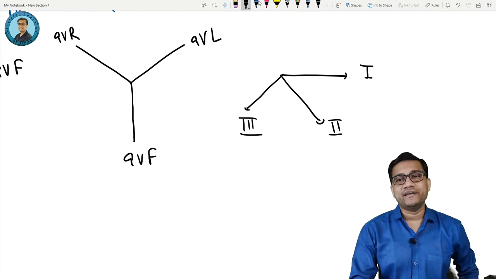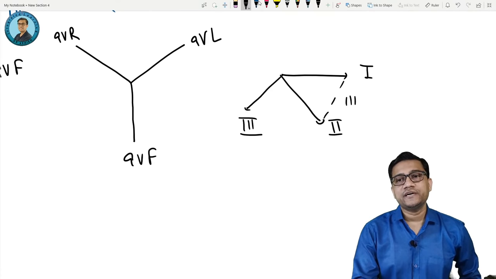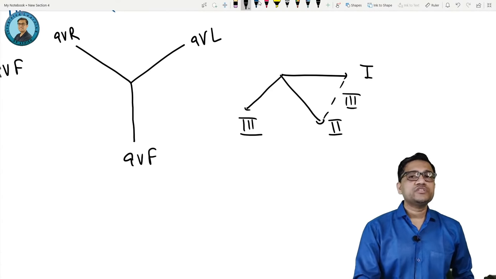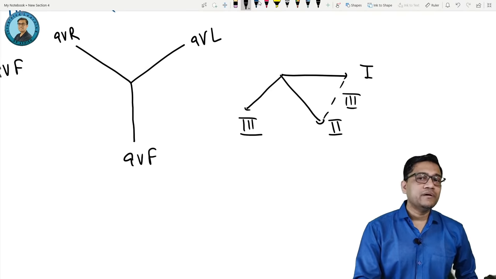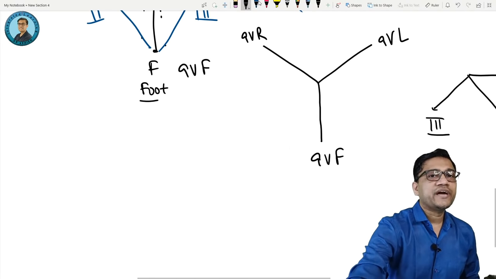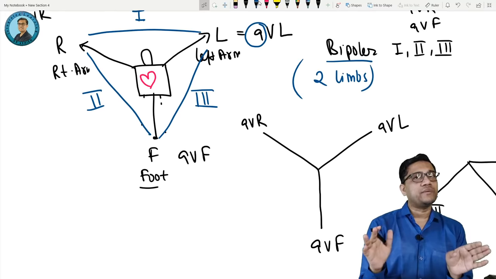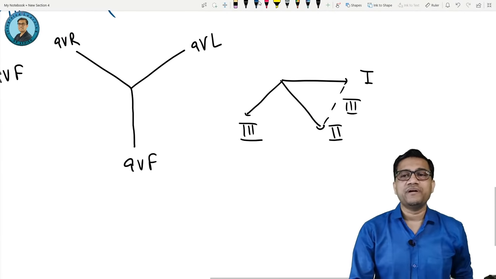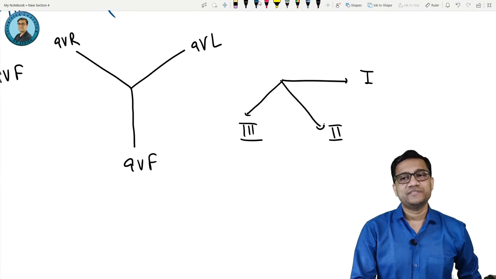So what have I done? This is 3, right? I picked it up and placed it here. So we just put the 3 from here to here. Can you see? So this triangle opens up. This is Einthoven's triangle, we open it up. No one will ask why you open it; it's our choice. Okay, so this is what we have made.